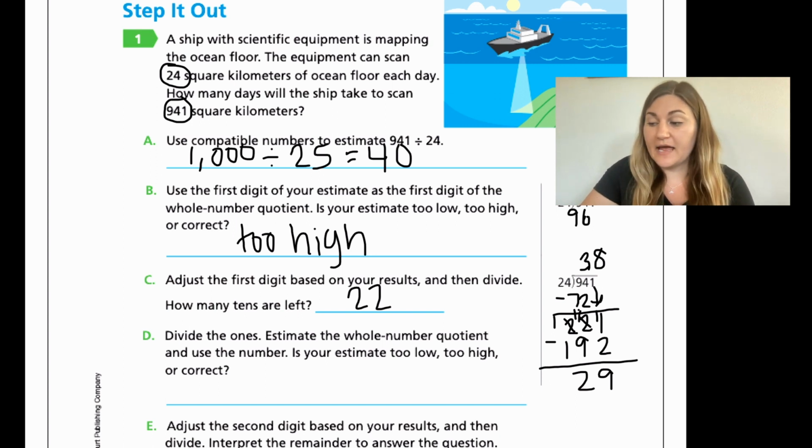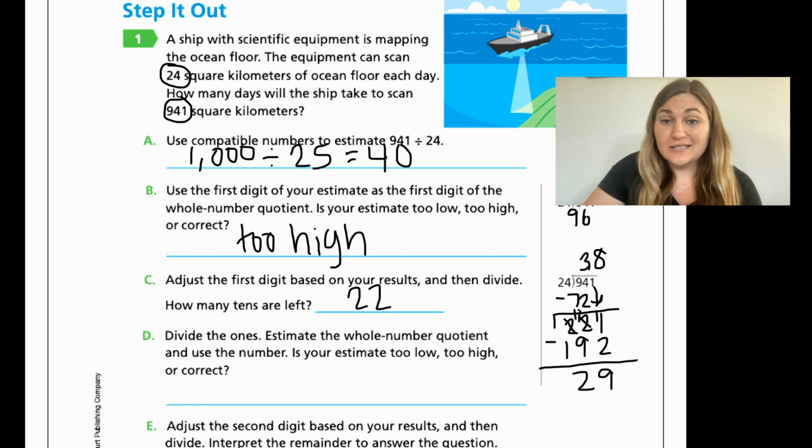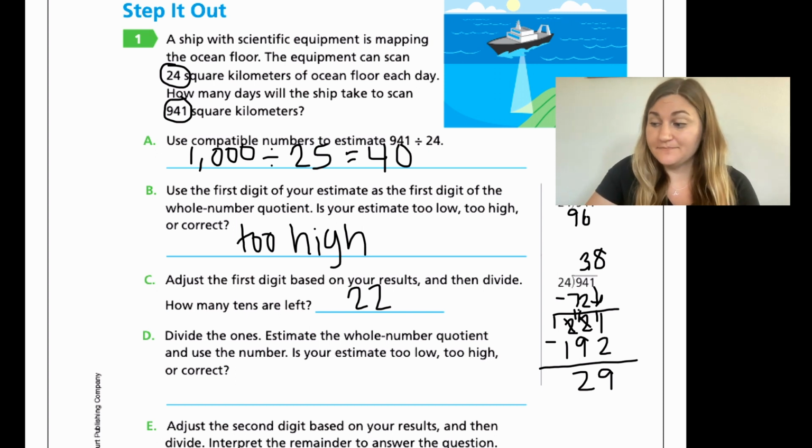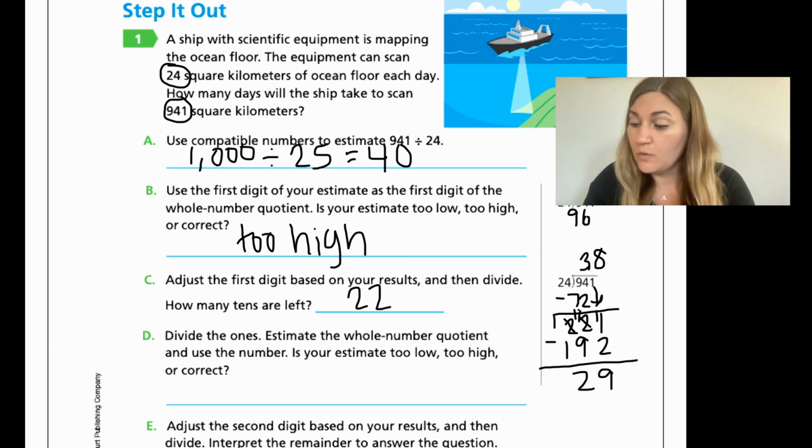But remember, I have to always check that with my divisor. My divisor is 24 and what I had left is 29, which means my 8 is not the correct answer, which means my 8 just didn't cut it. I need to go one more. So my estimate, is it too low, too high, or correct? It was too low. I need to go one higher.